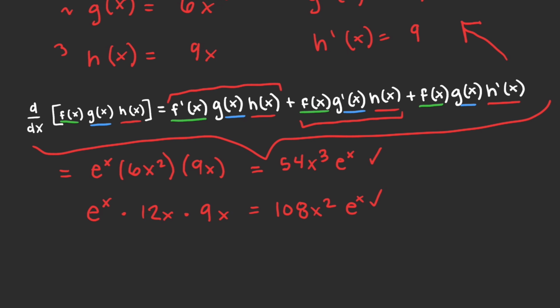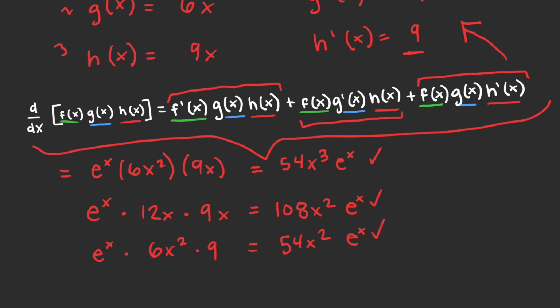Okay, and now let's do this third portion right here. So we have f of x, which is just e to the x, times g of x, which is just 6x squared, times h prime of x, which is 9. And if we times those together, we would get 54x squared times e to the x.